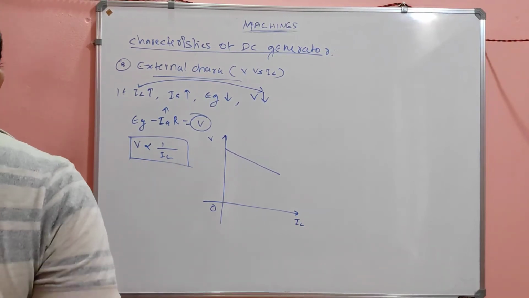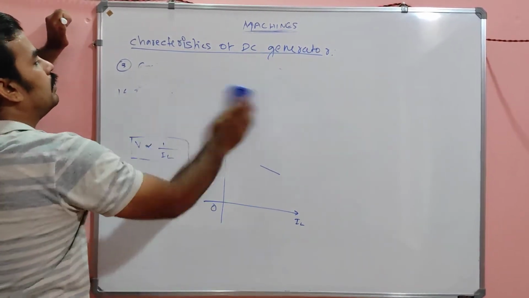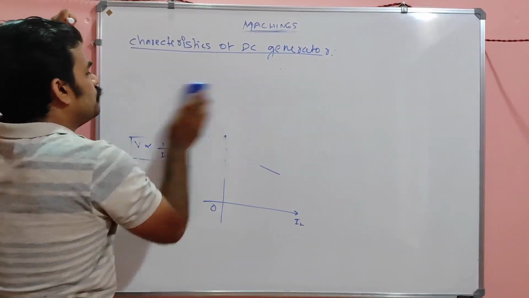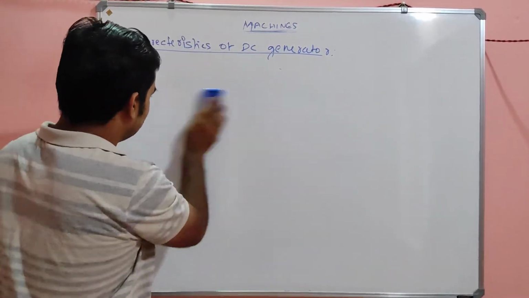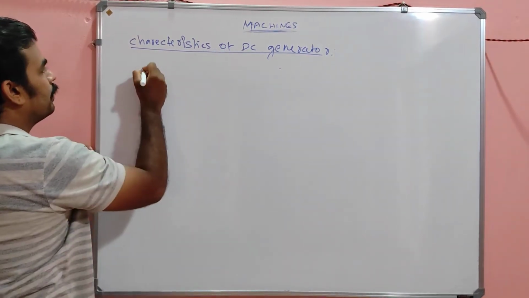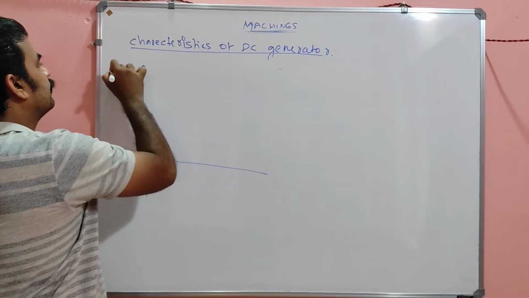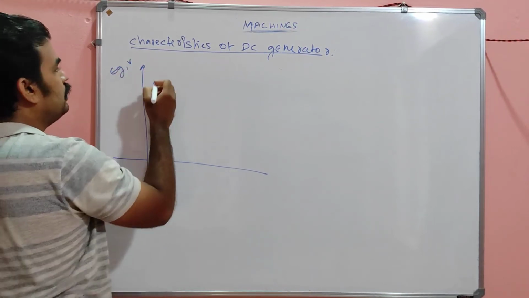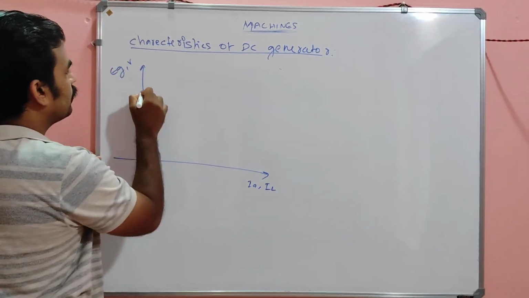So if you plot all these characteristics in a single graph, that you have already done in your laboratory, no? You already did this. You will remember this when I draw it. EG, V, IA, IL.